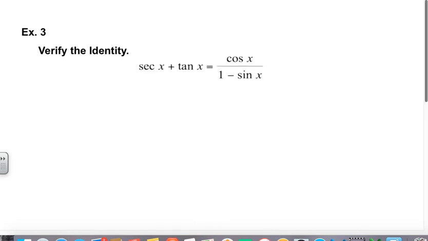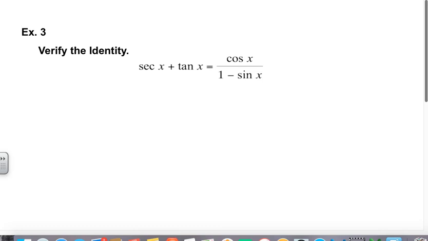All right, let's do some more. So these are things you've got to practice. The more you practice, the better you're going to get at them, and the easier they're going to become. So you just have to keep doing them, keep practicing using the different identities and figuring out how to go from one thing to the next. All right, so on this one, we see we've got a fraction on the right side. So it's a little bit more complicated. So we'll start with that side.